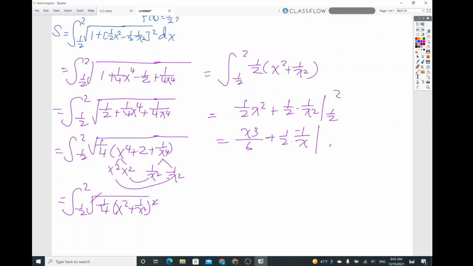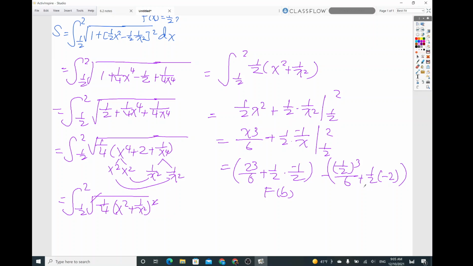So this one goes all the way from 1/2 to 2. So f of b minus f of a, so 2 cubed over 6 plus 1/2 times negative 1/2. Okay, so this part right here is f of b, minus f of a, and then 1/2 to the power of 3 over 6 plus 1/2 times negative 1 over 1/2, that'd be negative 2. Okay, so this part right here is f of a.